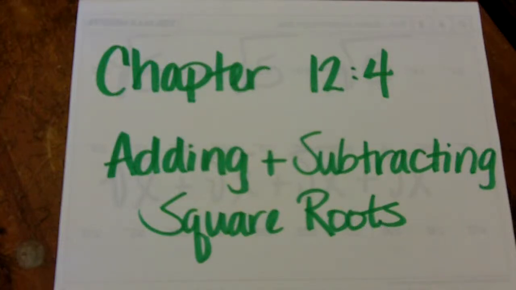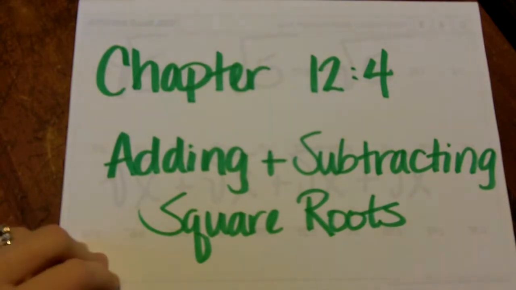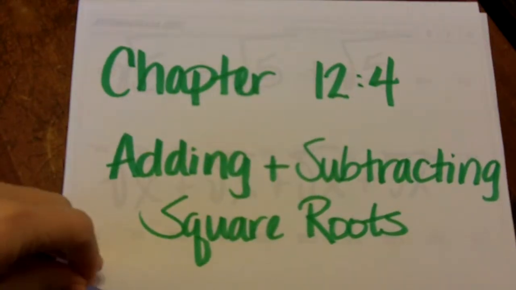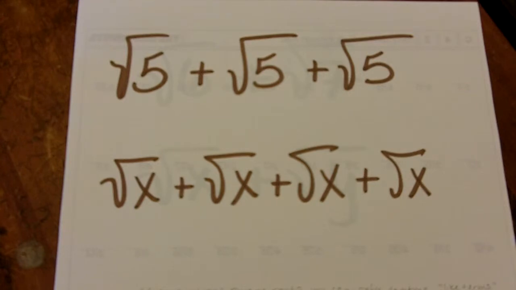Chapter 12, Lesson 4 is about adding and subtracting square roots, and this is where the fun really begins. When you add or subtract square roots, you can only combine like terms or like square roots.